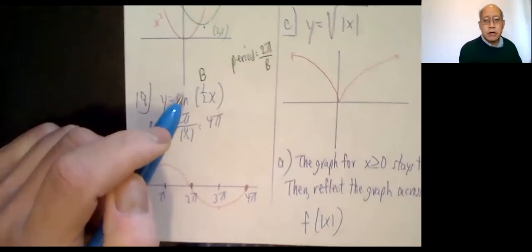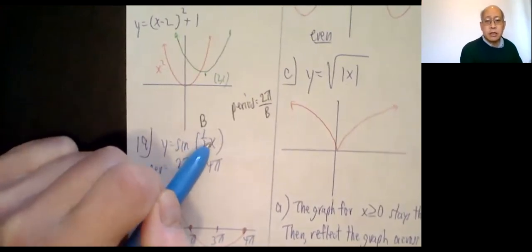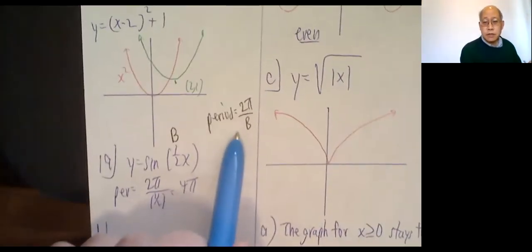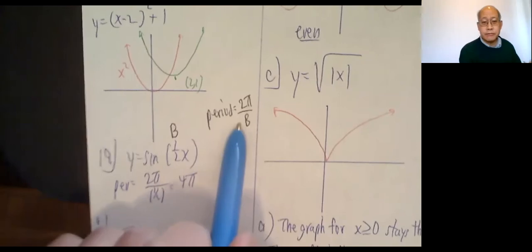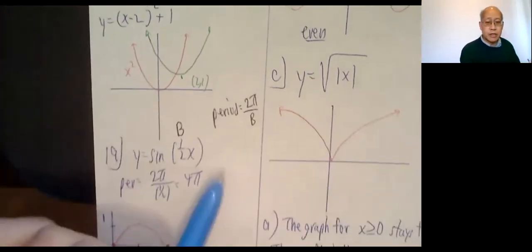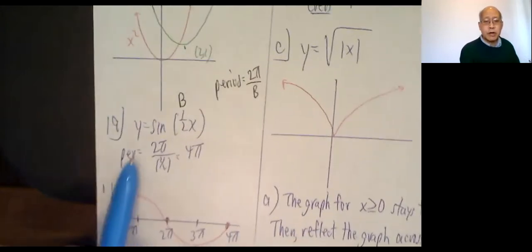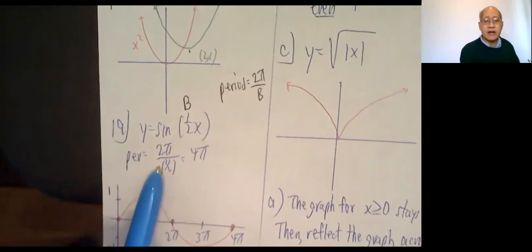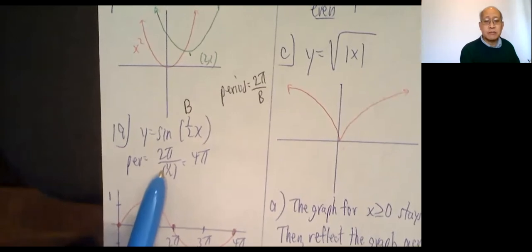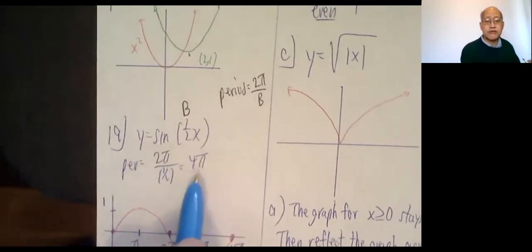So you might recall from trig, if you have y equals sine of bx, the period is 2 pi over b. If you want to put that on your formula sheet, you may. So 2 pi divided by the coefficient of x when you have something like this. So the b is a half. So the period is 2 pi divided by a half. Dividing by 1/2 is the same as multiplying by 2, is it not? Multiplied by the reciprocal. So the period is 4 pi.